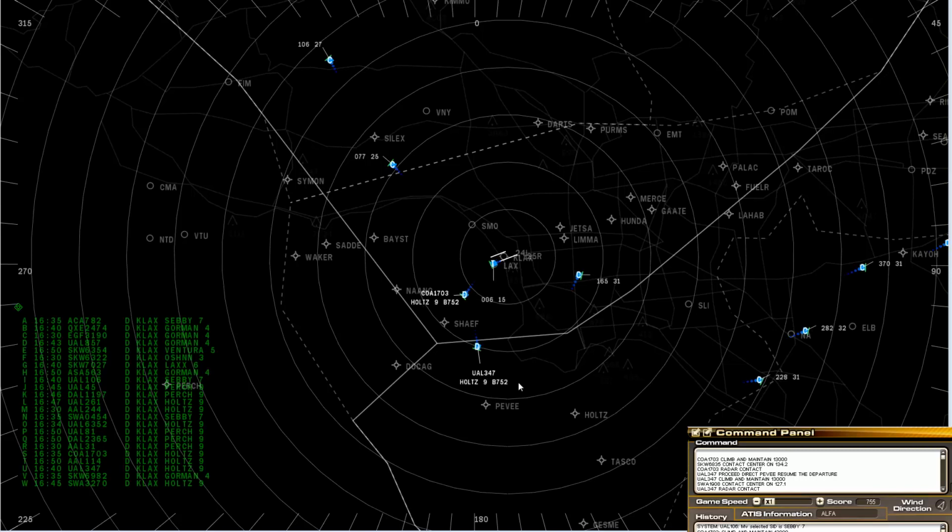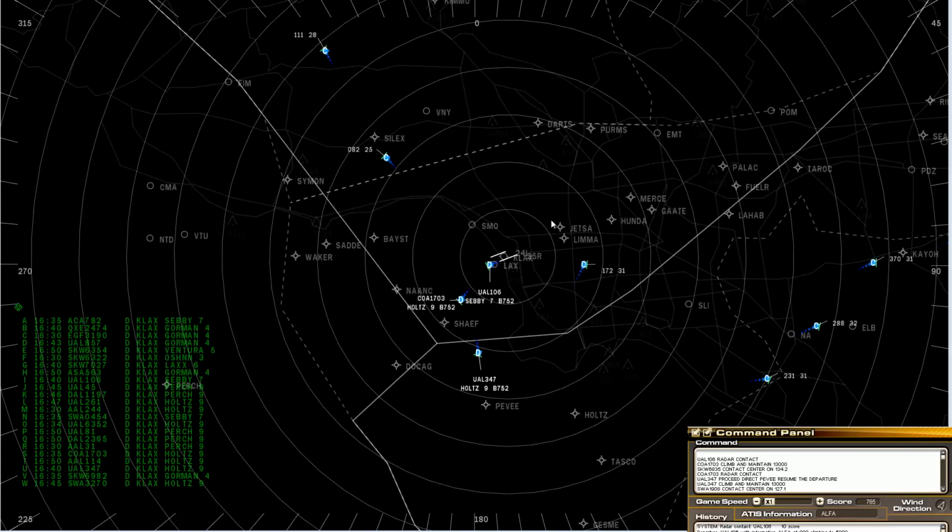Departure, United 106 with information Alpha at 900s climbing to 5000s. United 106, radar contact. Continental 1703, proceed direct Pevy, resume the departure. Proceed direct Pevy, resume the departure Continental 1703.